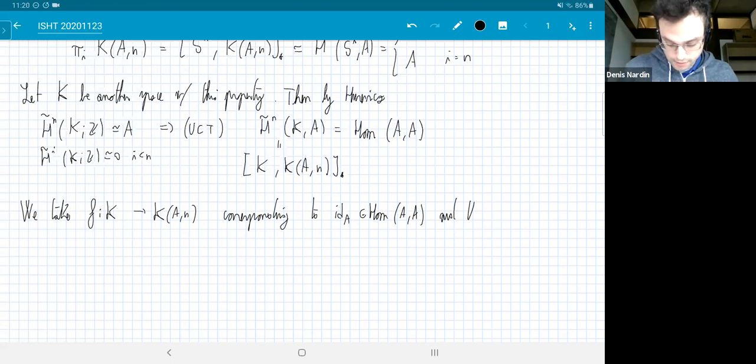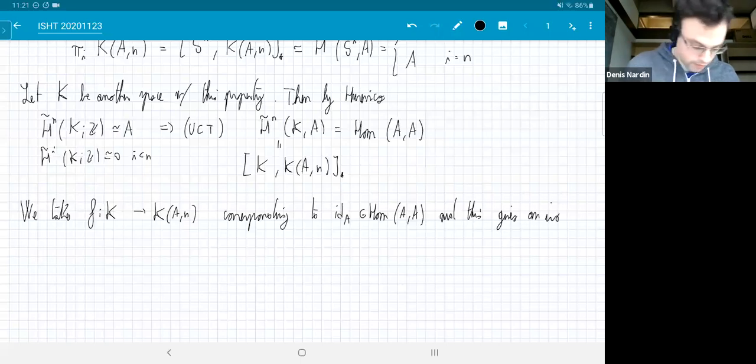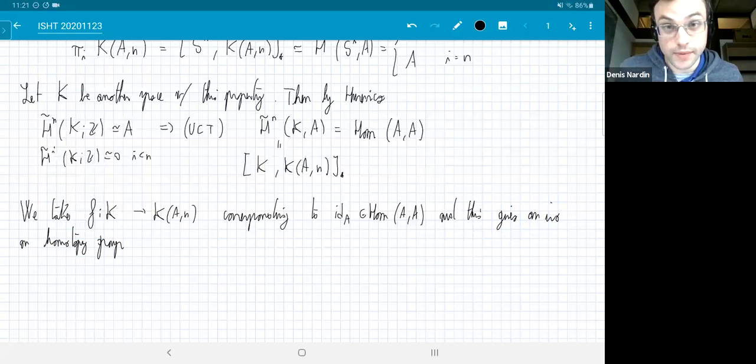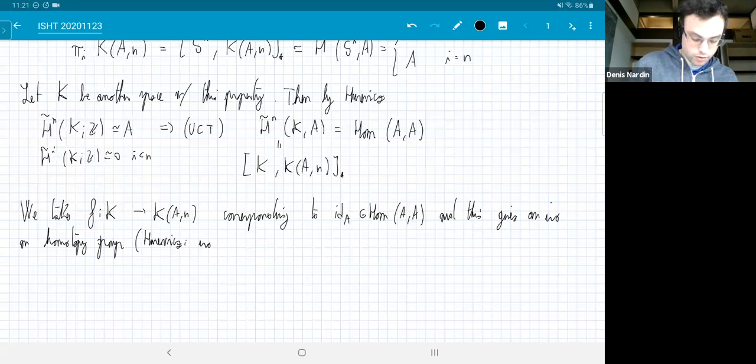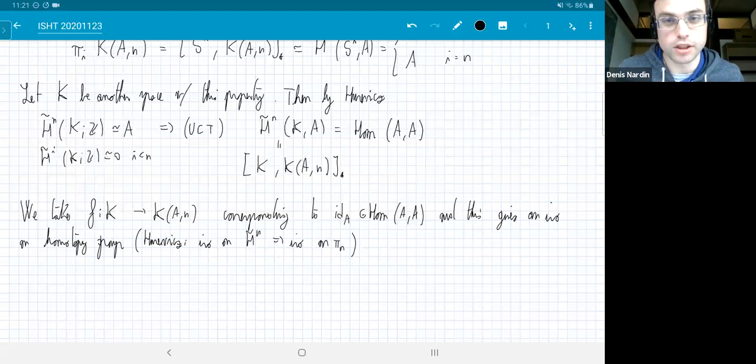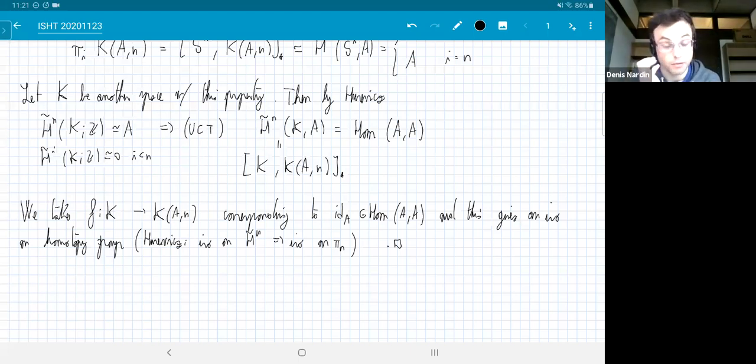And this gives an isomorphism on homotopy groups because it gives an isomorphism on H n tilde by Hurwitz. Isomorphism on H n tilde implies isomorphism on pi n, and there are just no other homotopy groups to be checked. And so it is an equivalence. In fact, we found a canonical equivalence. We show that there is exactly one homotopy class of map from K to K(A, n) that is the identity on pi n.